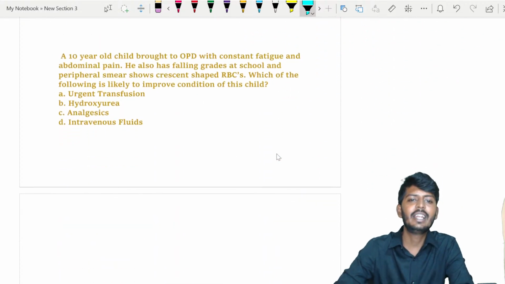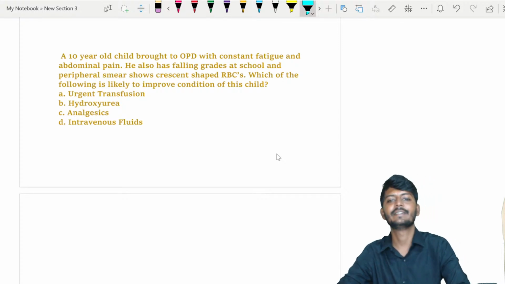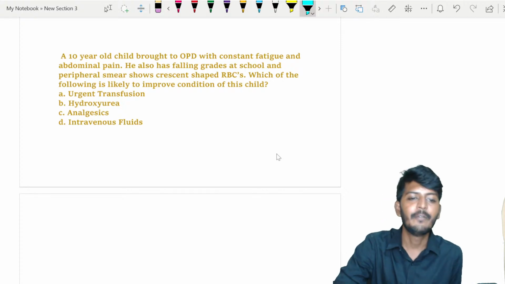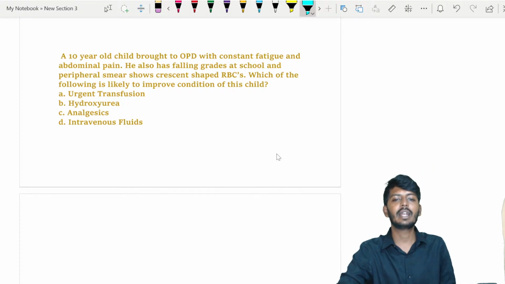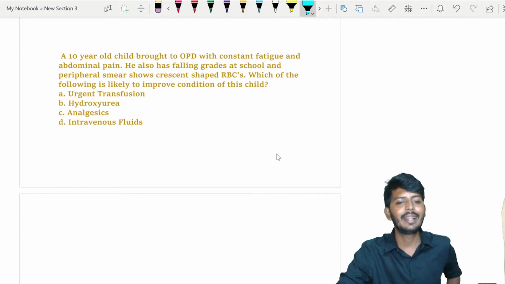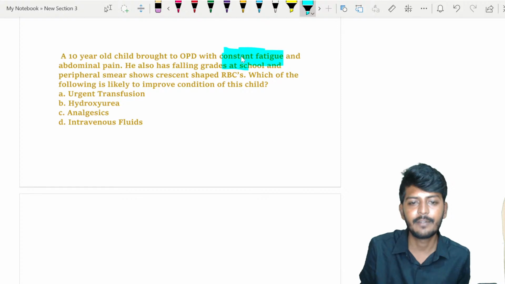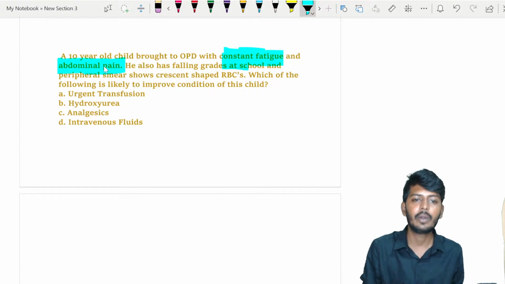A 10-year-old child is brought to the OPD with constant fatigue and abdominal pain. He is also falling in grades in school, and the peripheral smear shows crescent-shaped RBCs. Which of the following is likely to improve the condition of the child? Urgent transfusion, hydroxyurea, analgesics, and intravenous fluids. So the child is having constant fatigue and abdominal pain. The peripheral smear shows crescent-shaped RBCs.